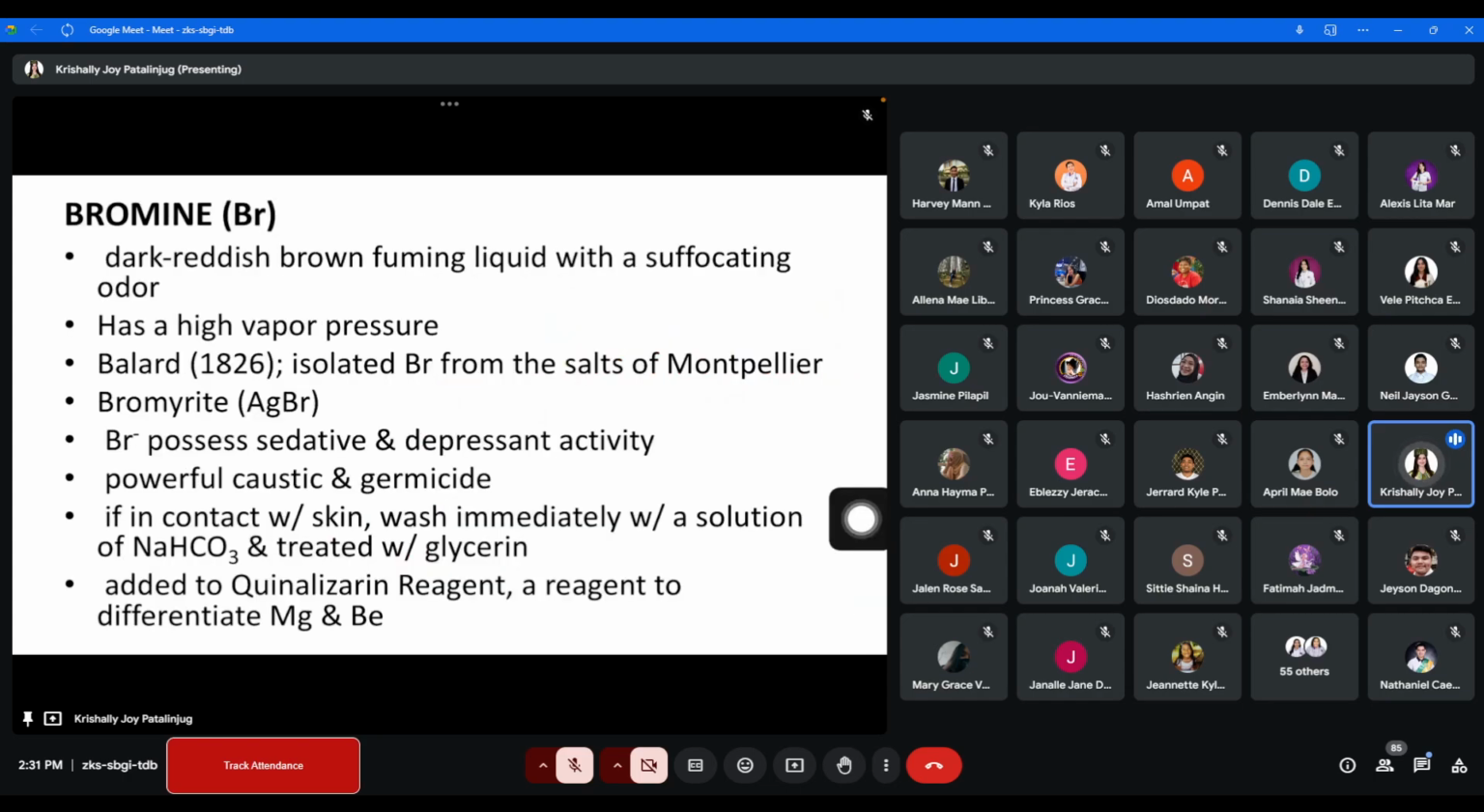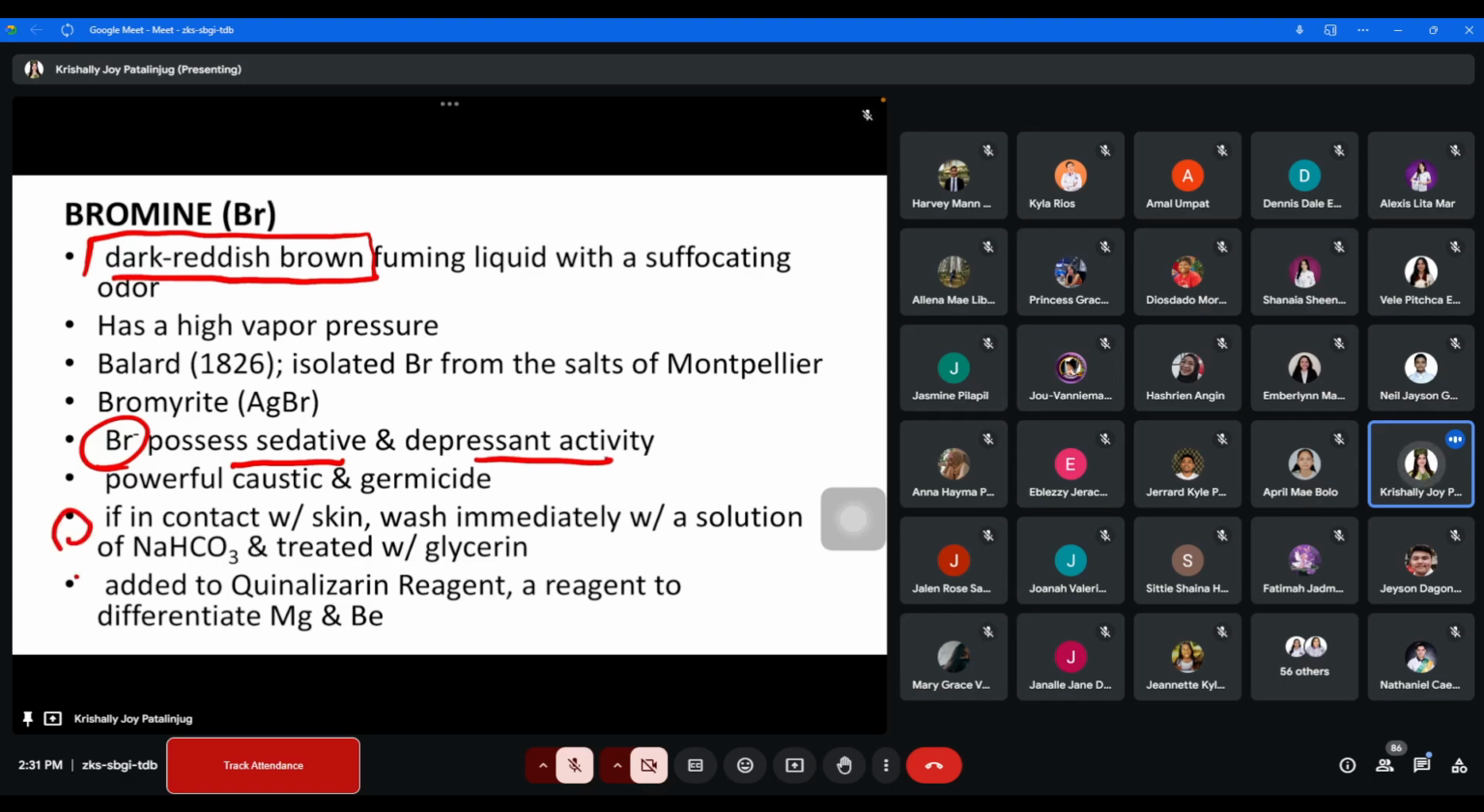Ang bromine naman, color niya is, characteristic color ng liquid is dark reddish brown. Dark reddish brown, fuming liquid, suffocating odor. It has high vapor pressure. Bromide ion, diba? Pag may bromide, ang salt, example, sodium bromide, potassium bromide, ammonium bromide, they could be used as prophylaxis or treatment for bipolar disorder. So, they somehow possess depressant activity, sedative activity.